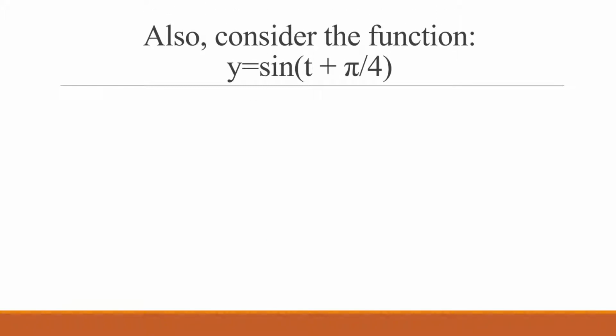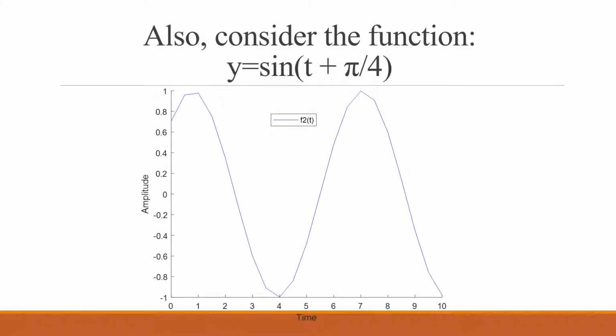Also consider another function, y equal to sine of t plus pi by 4. The graph of this function is also a sine wave, but the graph is shifted to the left by pi by 4. This means that this wave is at a phase difference of 45 degrees from the previous wave, as we saw earlier. Amplitude of both of these waves is 1.